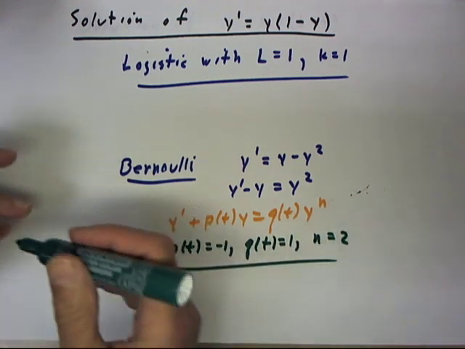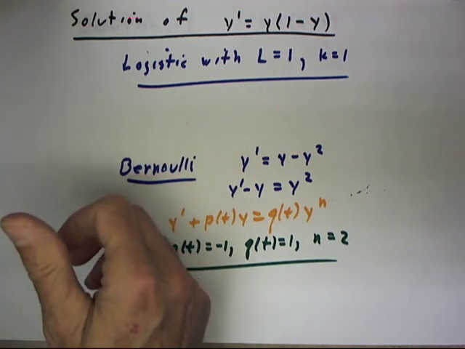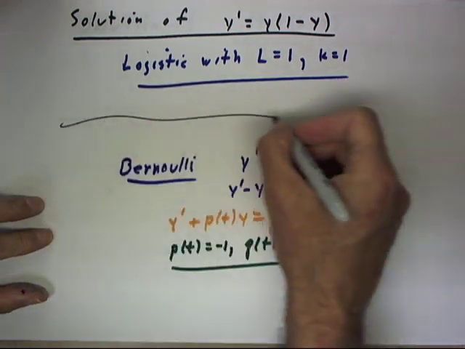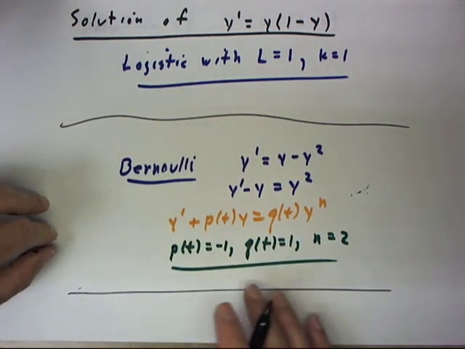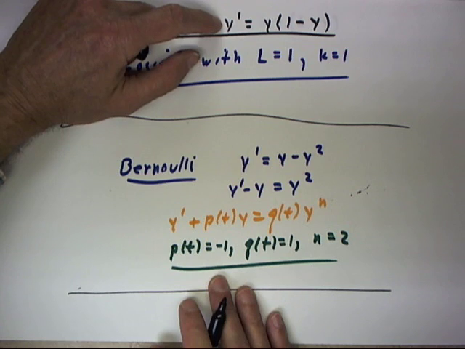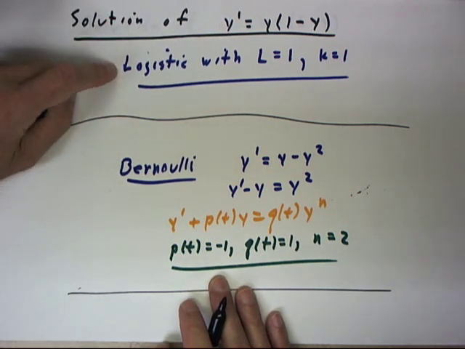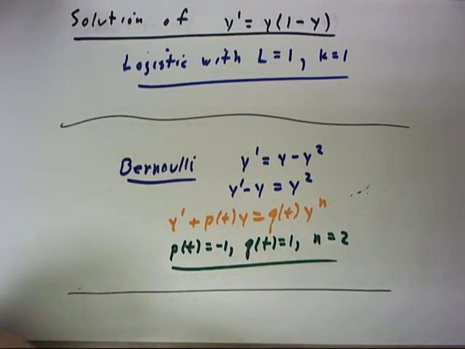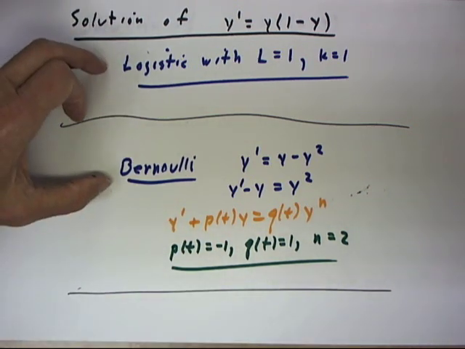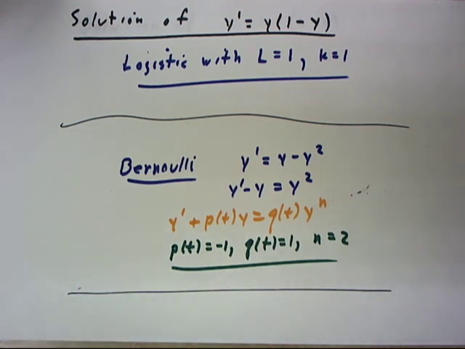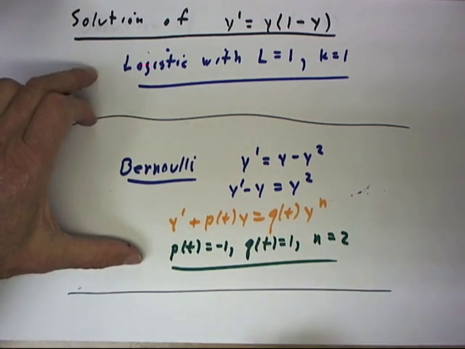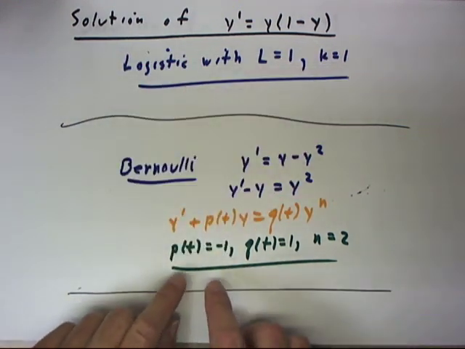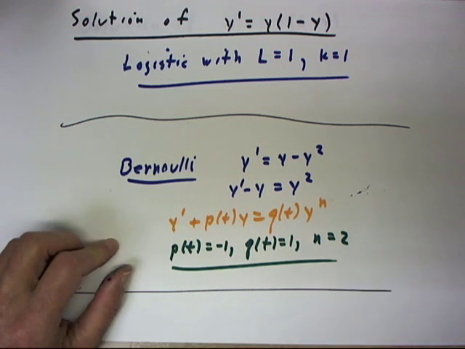And we could use the techniques that we apply to the Bernoulli equation in order to get a solution. So this equation can be seen as an instance both of the logistic equation and the Bernoulli equation. I'm not going to work out the details. We've gone through a lot of details on logistic and Bernoulli equations, and you should be able to apply those details with the information we've seen here: L equals 1, K equals 1, P of t, Q of t, and n values.